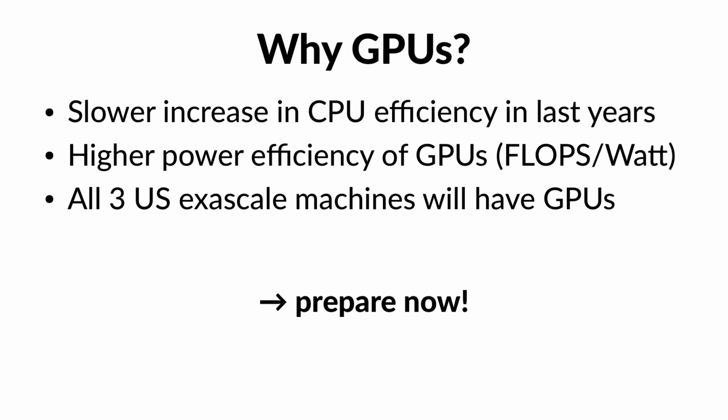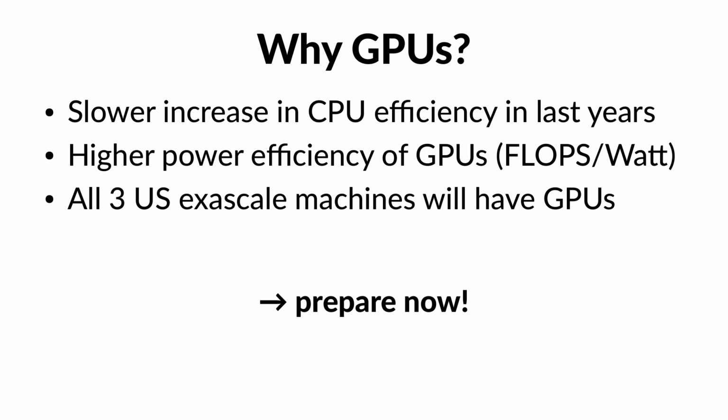You can see this if you look at, for example, the top 500 list of the fastest supercomputers. Also, if you look at the exascale machines that are planned to be built in the US, all three of them will have GPUs, and the main portion of their computing power will be in GPUs. And so I think it's important to prepare now to be able to use those machines and get computing time in sizable fractions in order to do simulations. And that's why we are working on it.